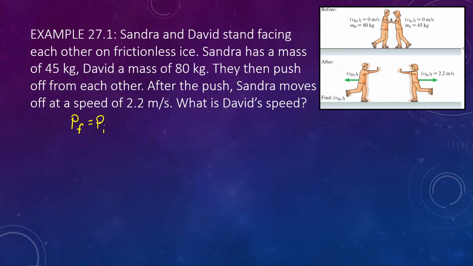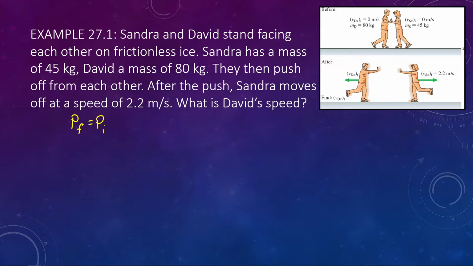So the problem says Sandra and David stand facing each other on frictionless ice. Sandra has a mass of 45 kilograms, and David has a mass of 80 kilograms. They then push off from each other, as you can see in the picture on the right. After the push, Sandra moves off at 2.2 meters per second. What is David's speed?